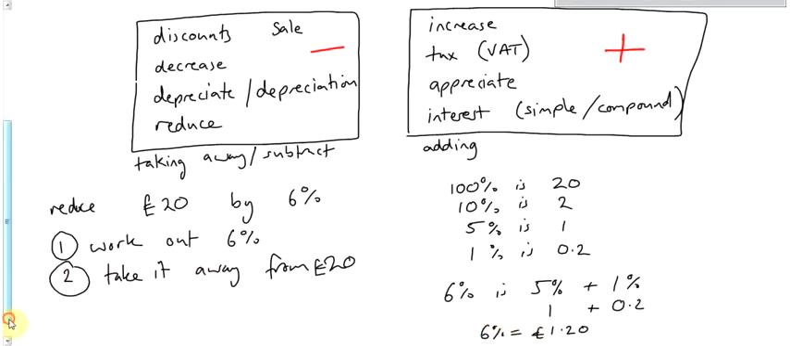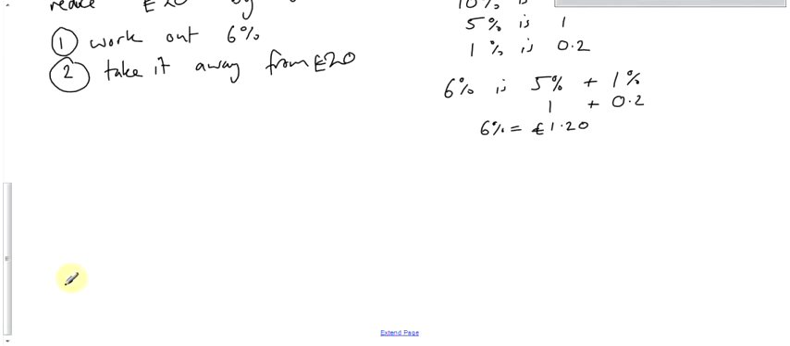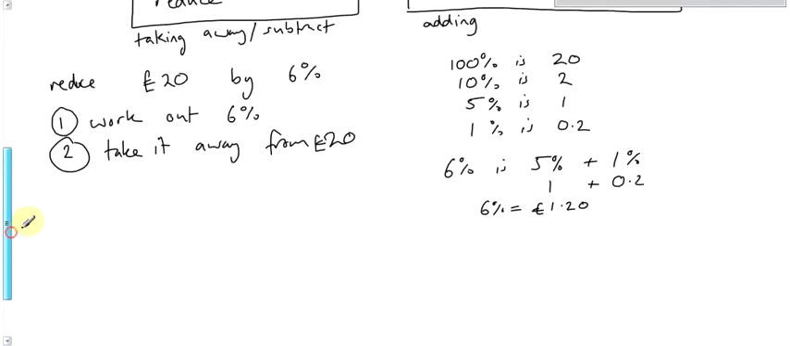Now, that's stage one done. We've worked out the percentage, and now we've got to use the word. The word here is reduce, and reduce is a taking away word, which is why we're going to take it away from the original price, which is £20. So we do £20, and we take away £1.20. So that's £18.80.